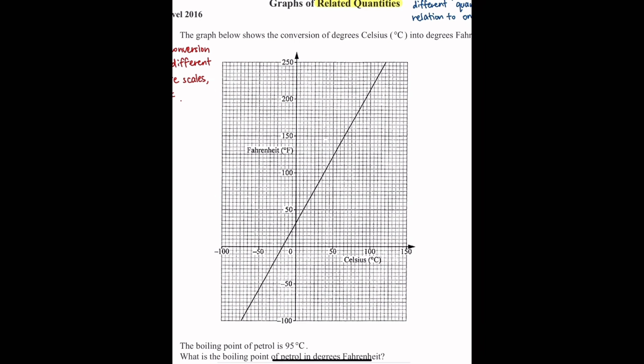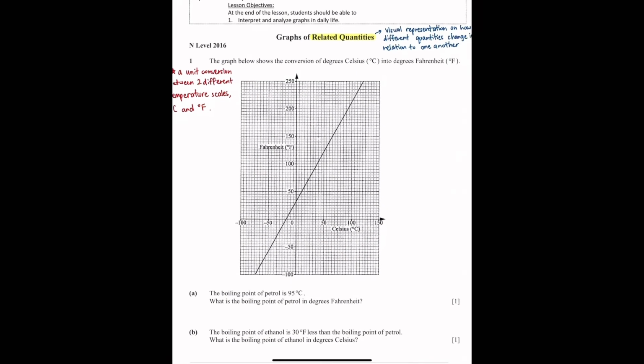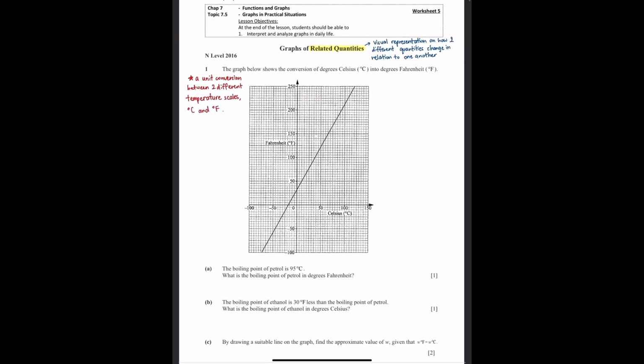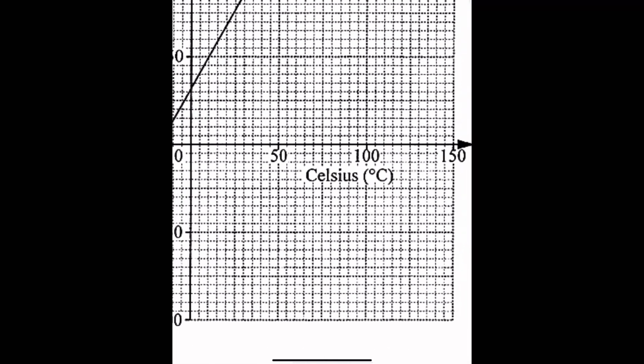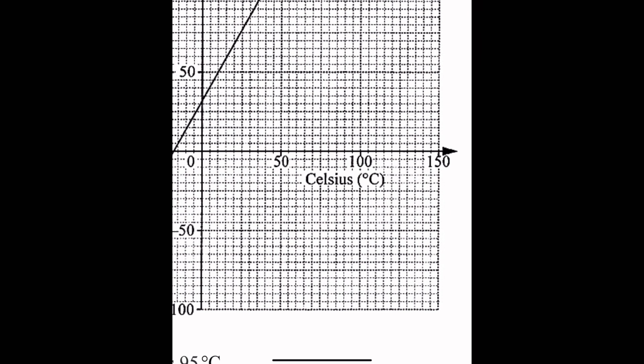If you notice, the vertical axis represents degrees Fahrenheit and the horizontal axis represents degrees Celsius. Now let's take a look at part A. The boiling point of petrol is 95 degrees Celsius. What is the boiling point of petrol in degrees Fahrenheit? I already gave you the value in degrees Celsius, 95 degrees. So let's take a look at the horizontal axis. 50 is here, 100 is here, so it's in between these two values.